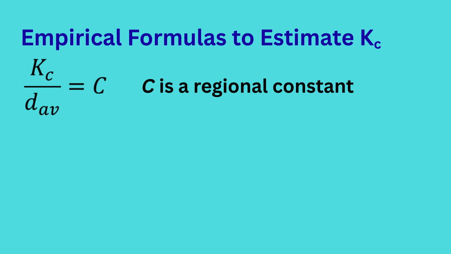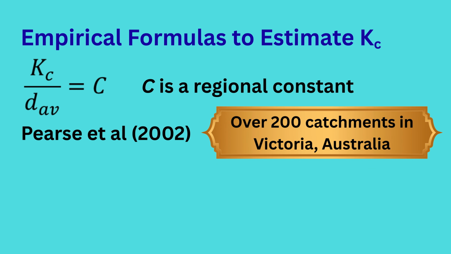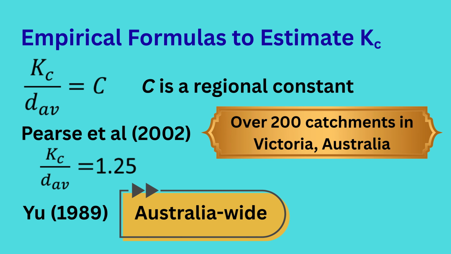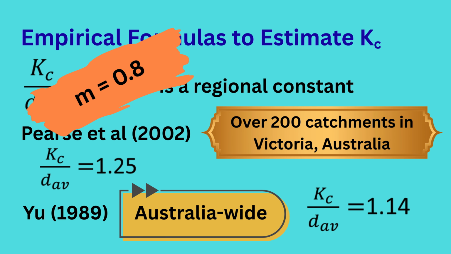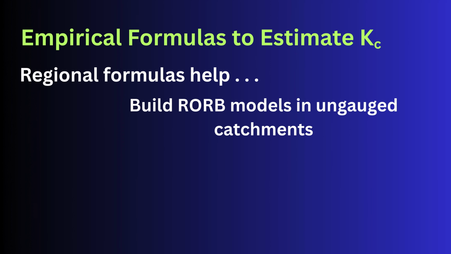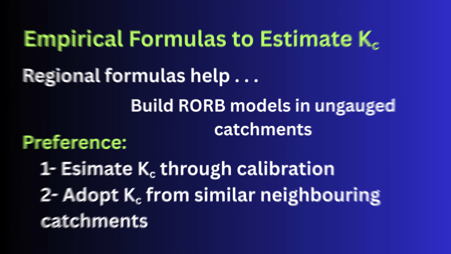a regional constant. For example, a study by Pierce et al. in 2002 on over 200 catchments in Victoria State suggested a C value of 1.25 for this state. Another study by Yu in 1989 also suggested an Australia-wide constant of 1.14. It is noted that in these equations, m is equal to 0.8. These equations allow a hydrologist to build a RORB model for an ungauged river reach. However, it is always preferable to estimate this parameter through calibration or by adopting it from a similar neighboring catchment.